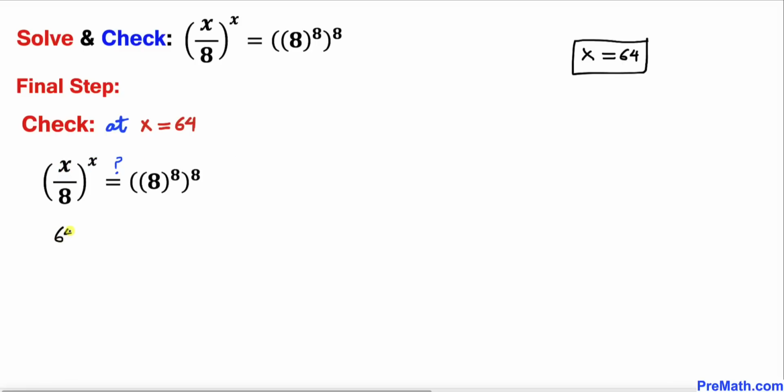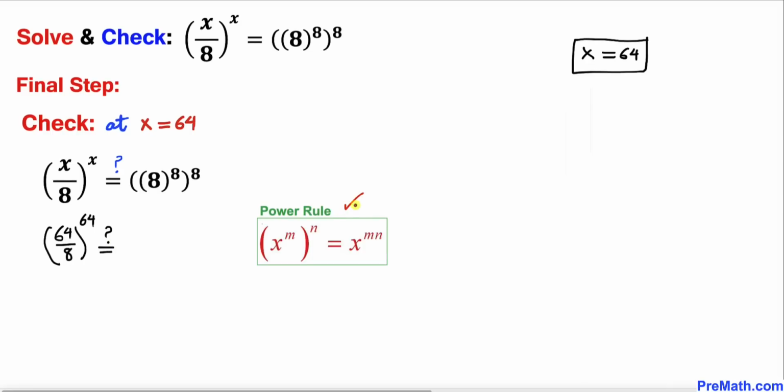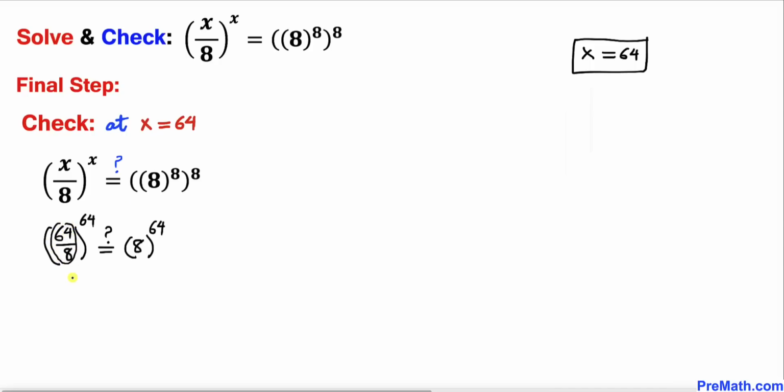I'm going to write down (64 divided by 8) whole power 64 equal to question mark on the right hand side. Now let's recall this power rule once again. According to this rule, we can multiply out this 8 times 8. The right hand side could be written as 8 power 64. Now we can see on the left hand side 64 divided by 8 could be reduced to 8, and then whole power 64 equals to question mark. We got 8 power 64 as well.